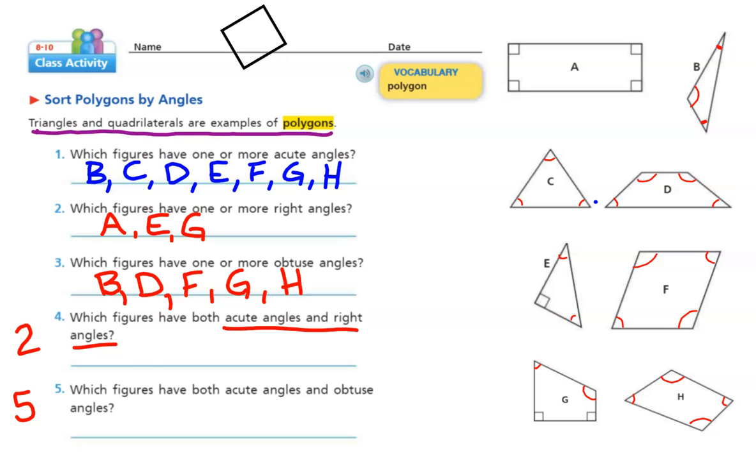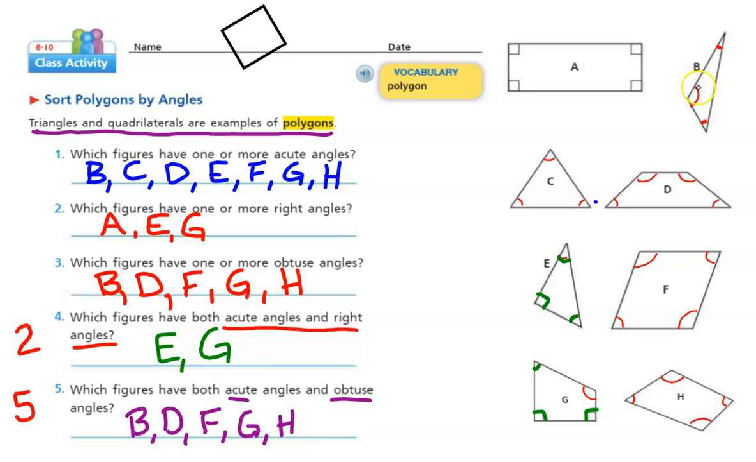And the answer to number 4 is E and G. Let's look at those. So on E, it asked for both acute and a right, which is what we have right there. And then for G, it also asked for acute and right. That's the only one that has both of those. And then for number 5, it says which figures have both acute and obtuse. And there were way more of these. So the answers for this one were B, D, F, G, and H.